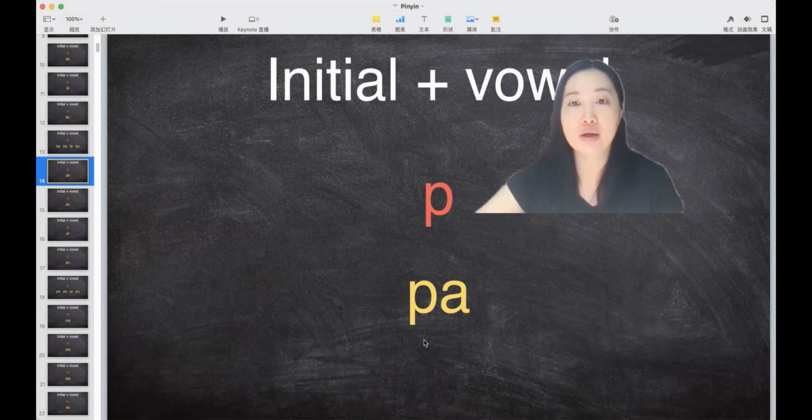Pu, Pu, A, Pa, Pa. Pu, Pu, O, Po, Po. Pu, Pu, I, Pi. Pu, Pu, U, Pu, Pu.